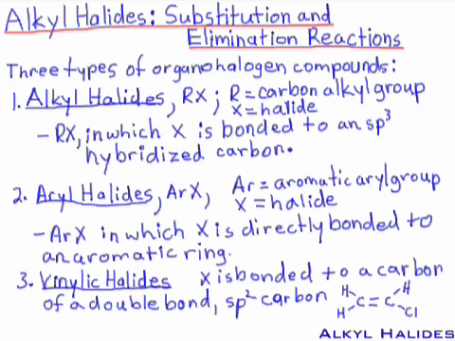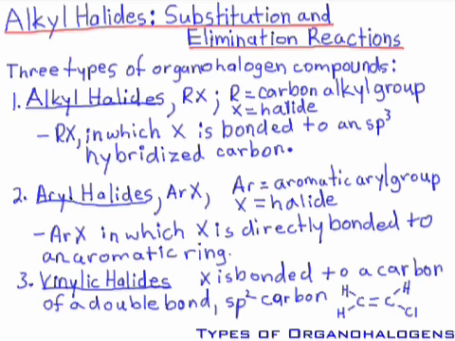Now, in order to study alkyl halides, we need to understand the basic divisions of the halide compounds. There are three types of organohalogen compounds. The type we're going to look at are called alkyl halides. They are alkyl groups that are bound to a halogen. We symbolize the alkyl group by an R group and the halide by X. Halide can be fluoride, chloride, bromide, or iodide. Alkyl halides are those in which the X group, the halide, is bonded to an sp3 hybridized carbon.